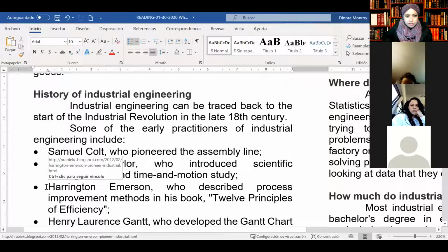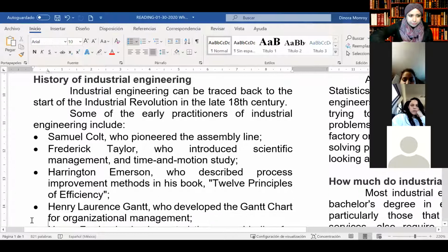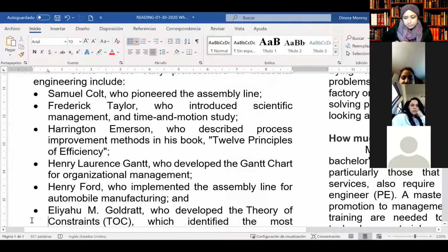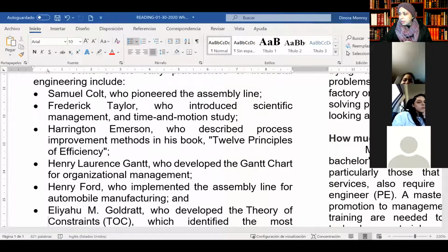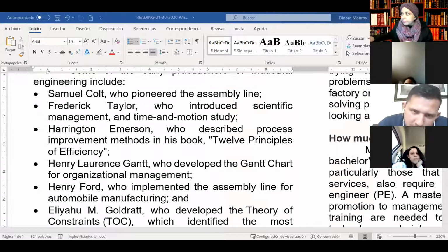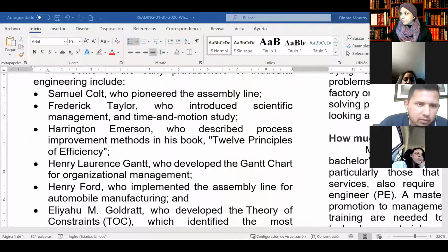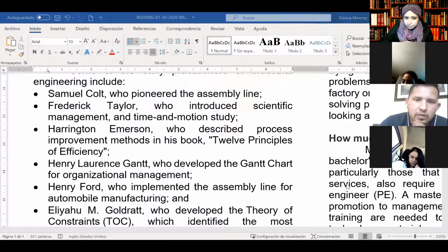Harrington Emerson, who described process improvement methods in his book, Twelve Principles of Efficiency. Good. Thank you very much. Next person. Henry Lawrence Gantt, who developed the Gantt chart for organizational management. Henry Ford, who implemented the assembly line for automobile manufacturing.